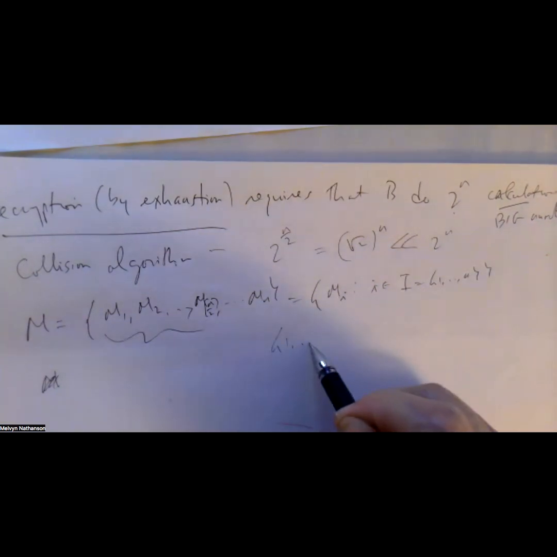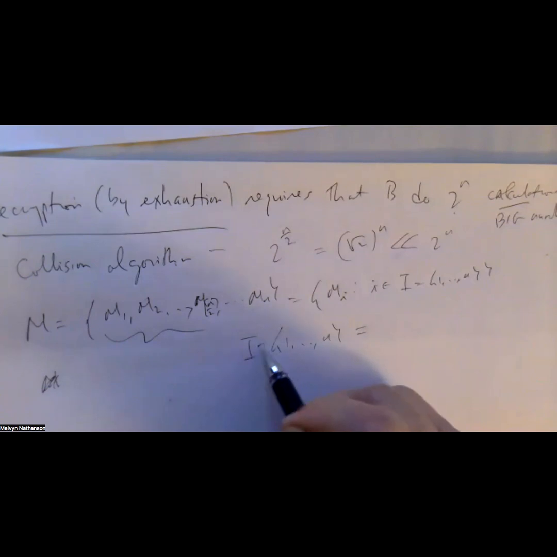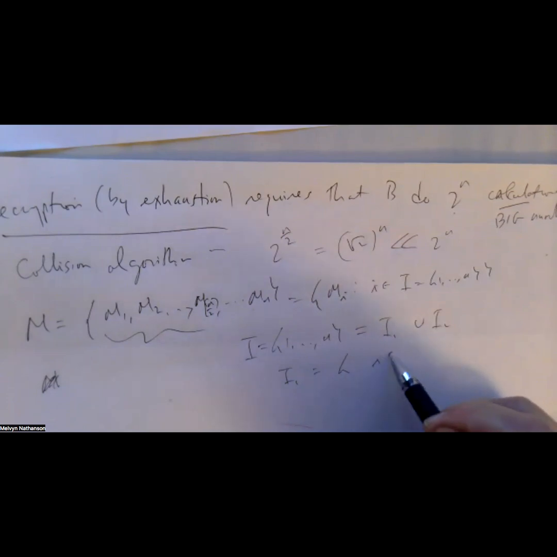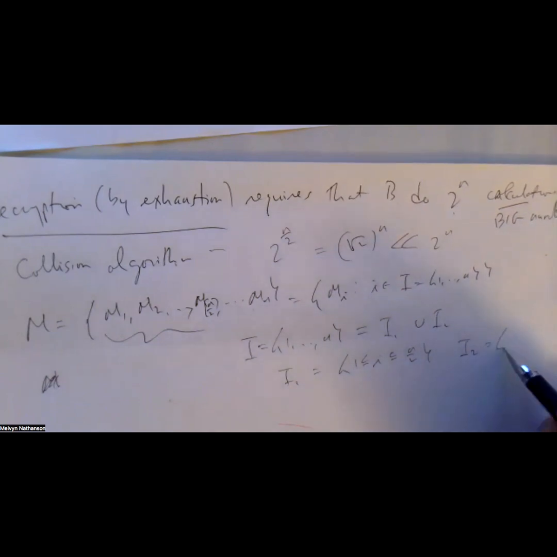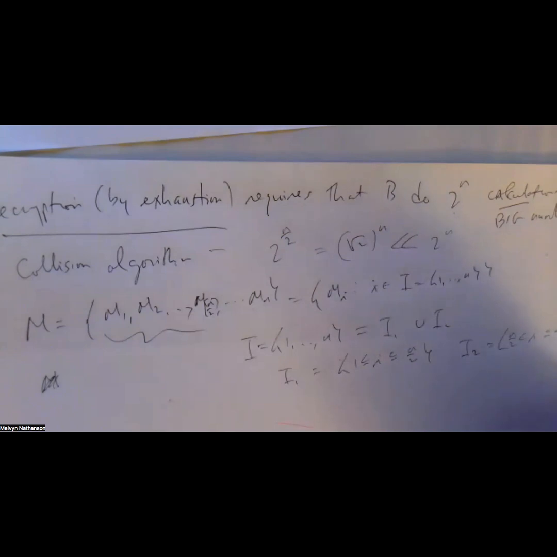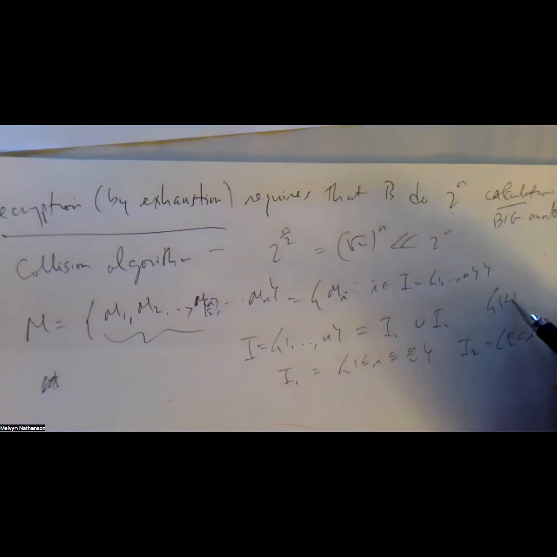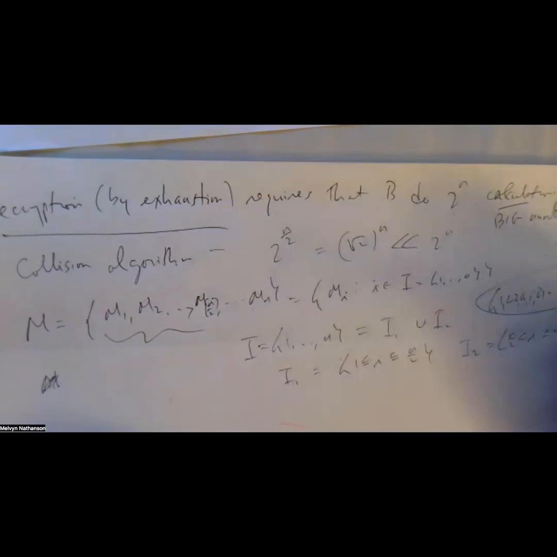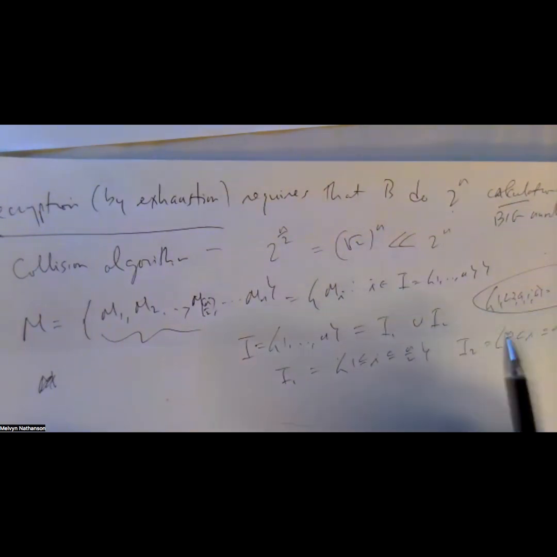If I take the numbers from 1 up to n, I can divide this into 2 pieces, I1 and I2. I1 is all of the i's between 1 and n over 2, the first half, and I2 is all of the i's which are bigger than n over 2 and less than or equal to n. So I is I1 union I2. All I'm saying is that if I take the set 1, 2, 3, 4, 5, 6, I can divide it into 1, 2, 3 and 4, 5, 6. Divide the sum into 2 pieces, the first half and the second half.